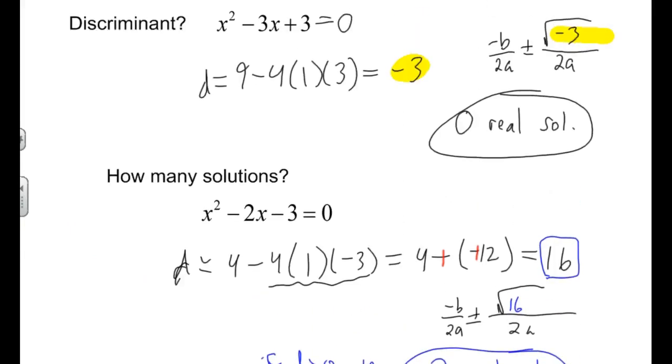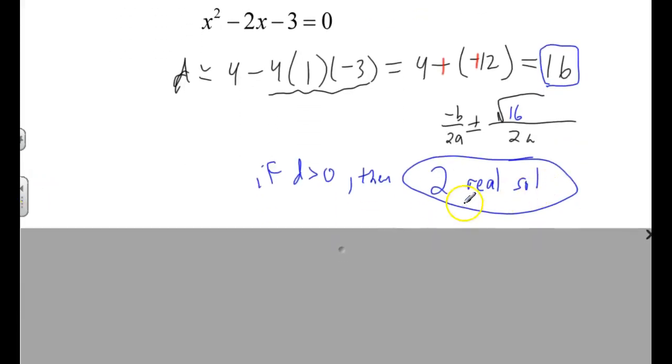Let me go back up and make sure we get this. If the discriminant is less than 0, then there are 0 real solutions. So those are the 3 cases that we have for the discriminant. And so if we just want to find out how many solutions, why solve it out all the way? We can just figure out the discriminant and kind of go from there. That's the lesson.